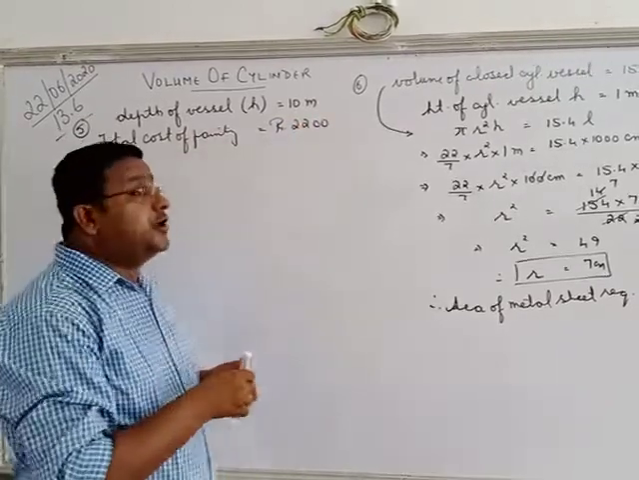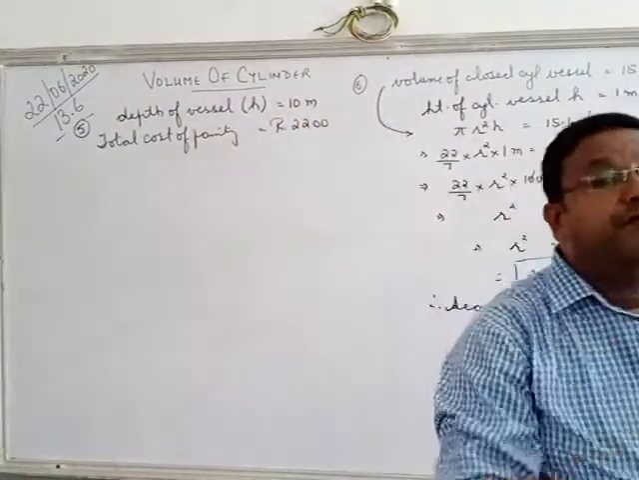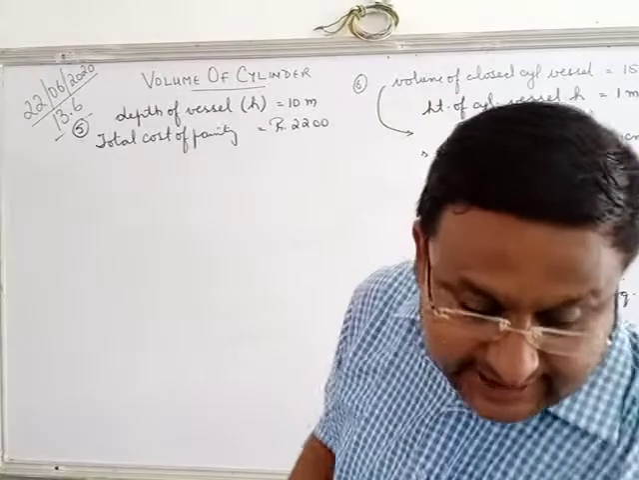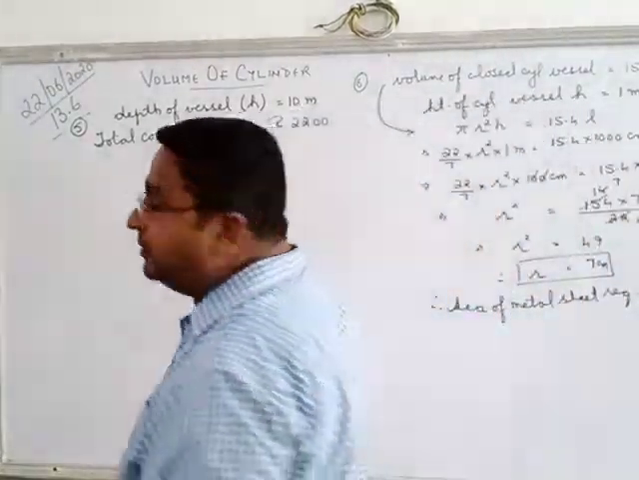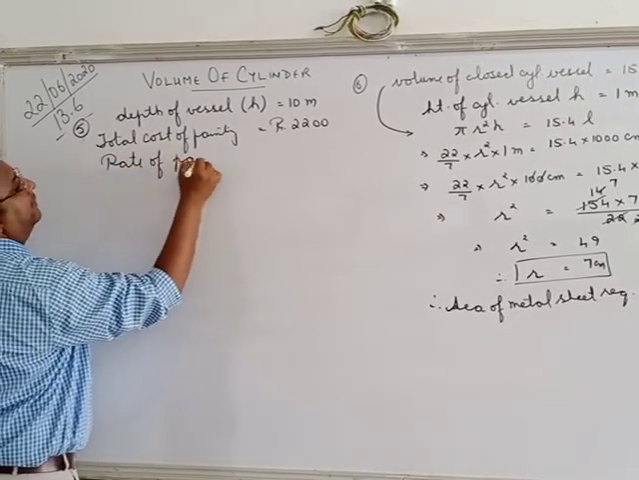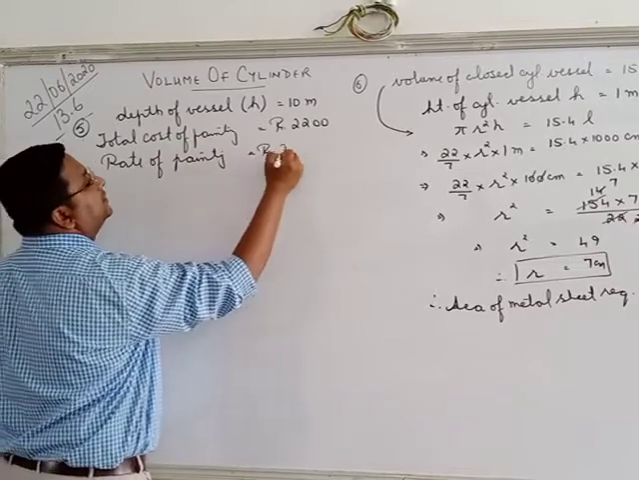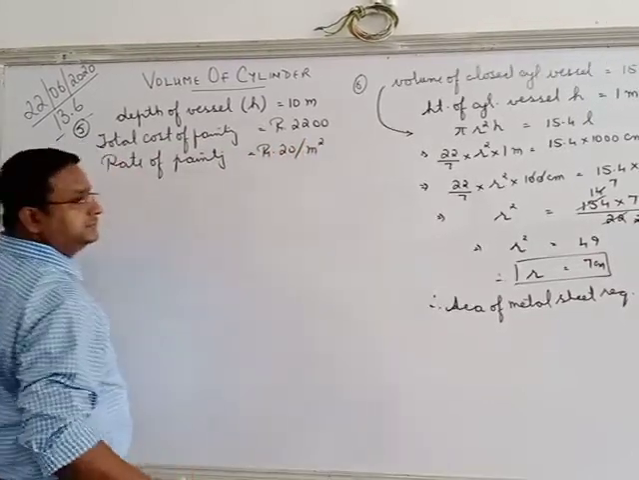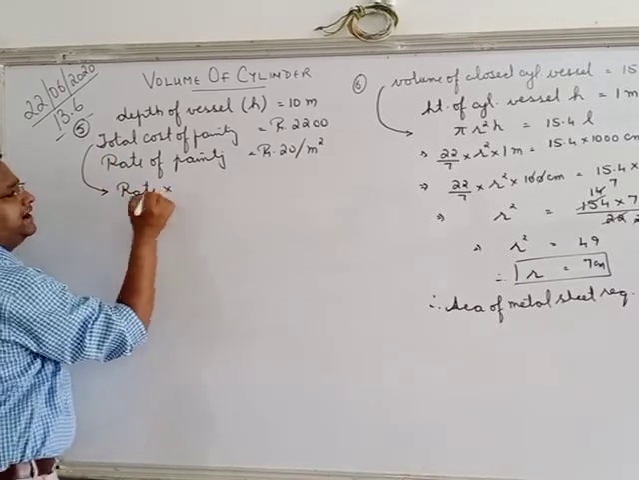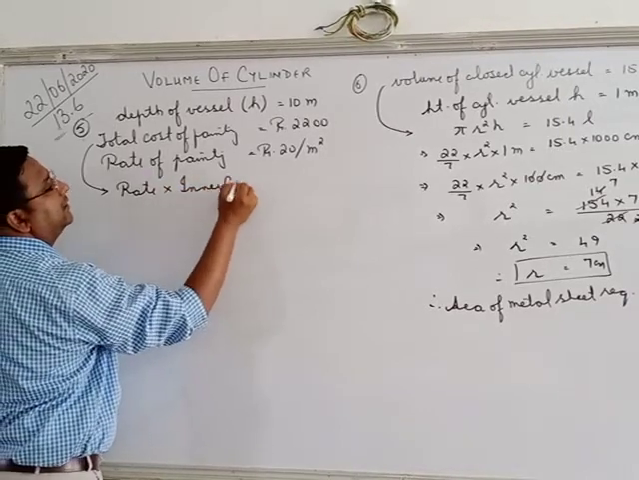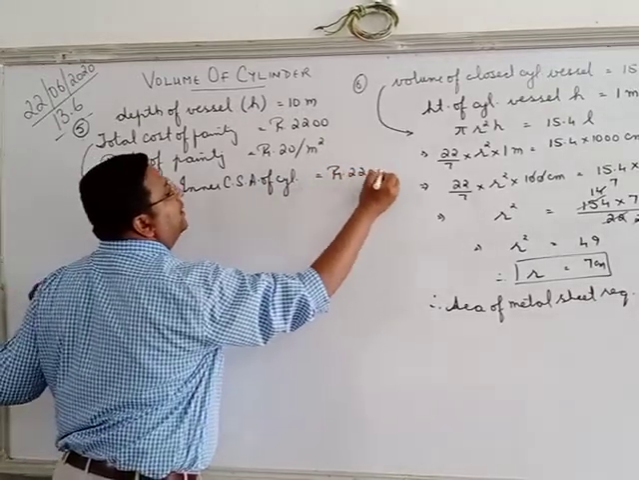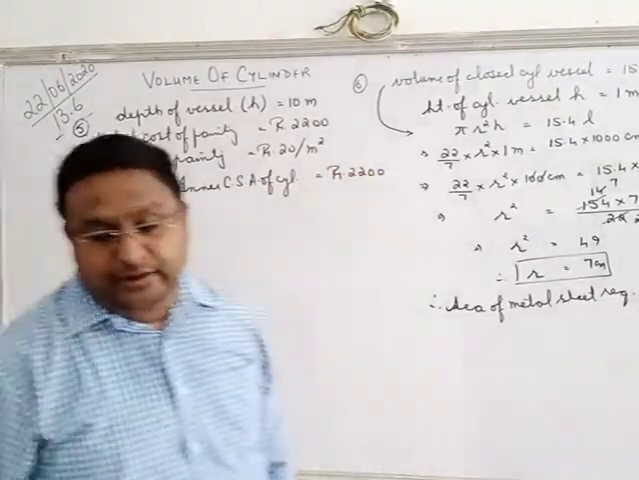All of us know when we are going to paint, correct? We paint the inner curved surface area. We paint the curved surface area. He says at what rate? ₹20 per meter square. Rate of painting is equal to ₹20 per meter square. So we know total cost, that is the rate multiplied by inner curved surface area of cylinder, is equal to ₹2200. Yes or no?